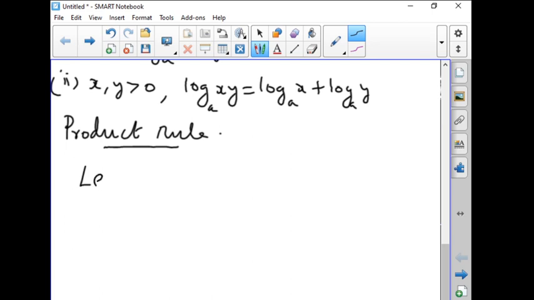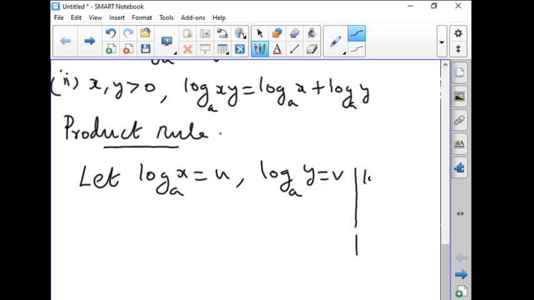Now consider, let log x to the base a is equal to u and log y to the base a is equal to v. So now according to the definition, this is in logarithmic form, so we'll write it in exponential form. I have told you already: log n to the base e is equal to x means n is equal to e power x.